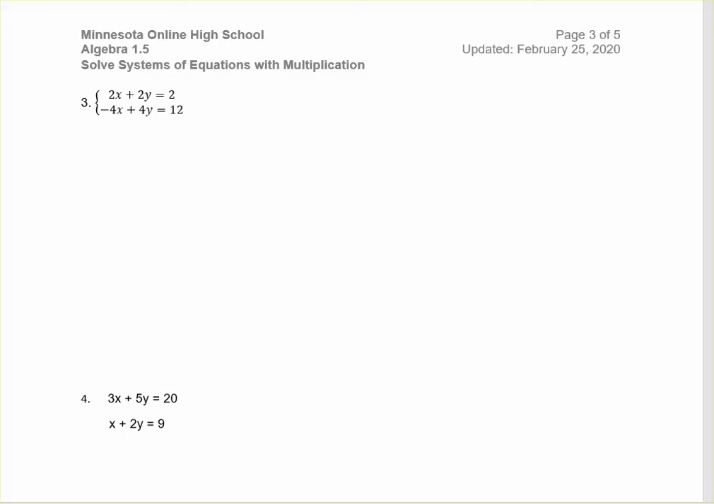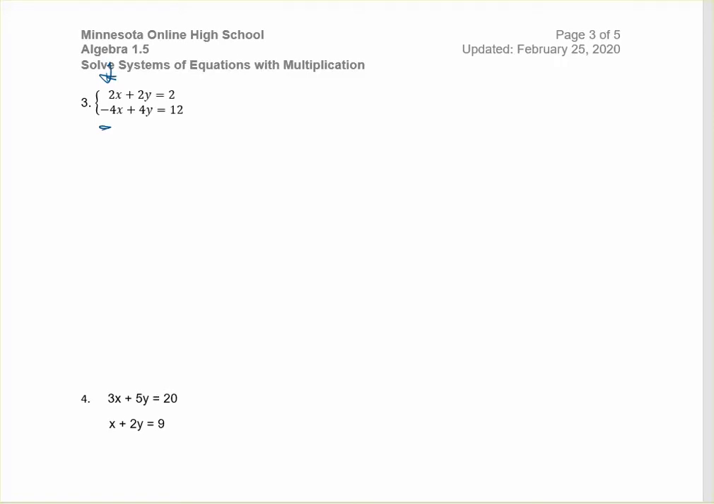All right, so let's look at our coefficients. In front of the x term, we have 2 and negative 4. In front of the y term, we have 2 and 4. Either one of those would be pretty easy to multiply and get opposite coefficients, but the x's are the easiest because we have one of them already positive and one of them is a negative.